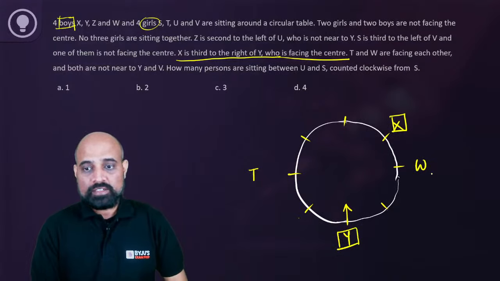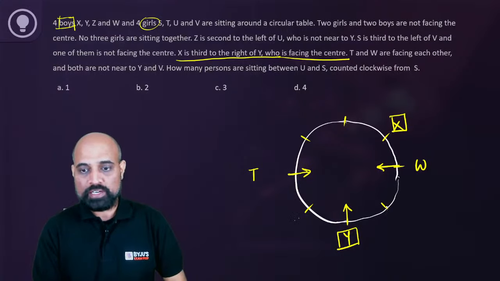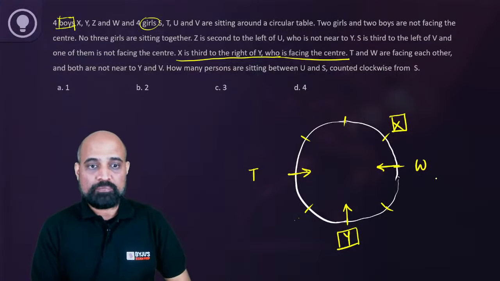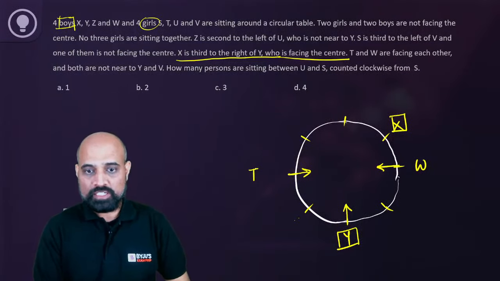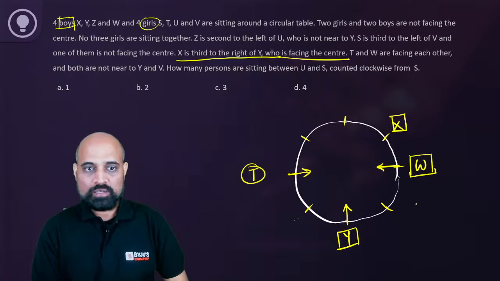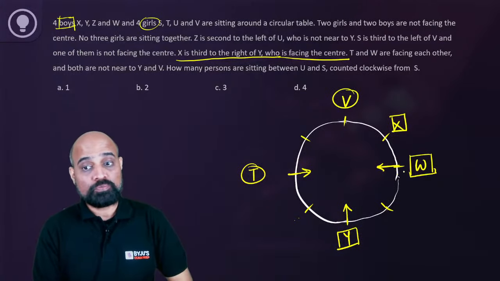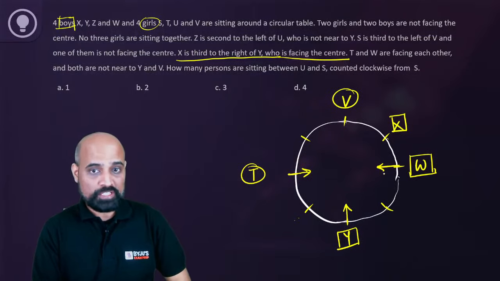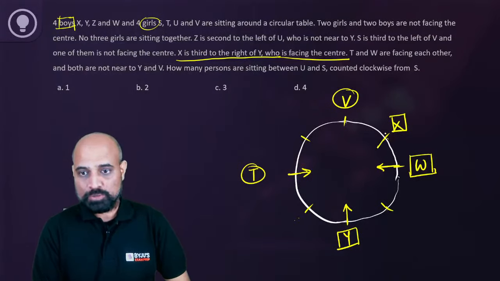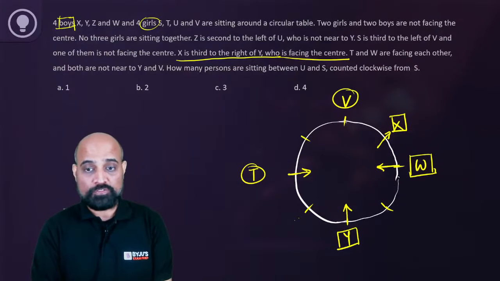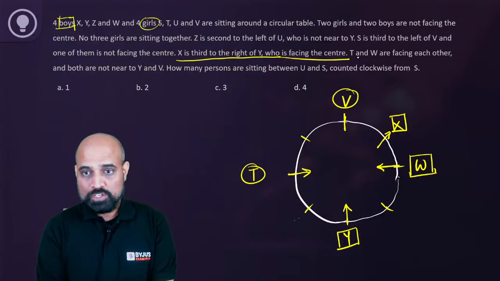है ना? T and W, they are going to be facing towards each other because Y के बाजू में नहीं होना है. It means the only diametrical is this. And both are not near to Y and V. So T is a girl, W is a boy. So where should V be? V can only take this place. And also, since two boys are already facing inwards, that means X should be facing outwards. We have no idea about V facing in which direction. So we're done with this statement also.